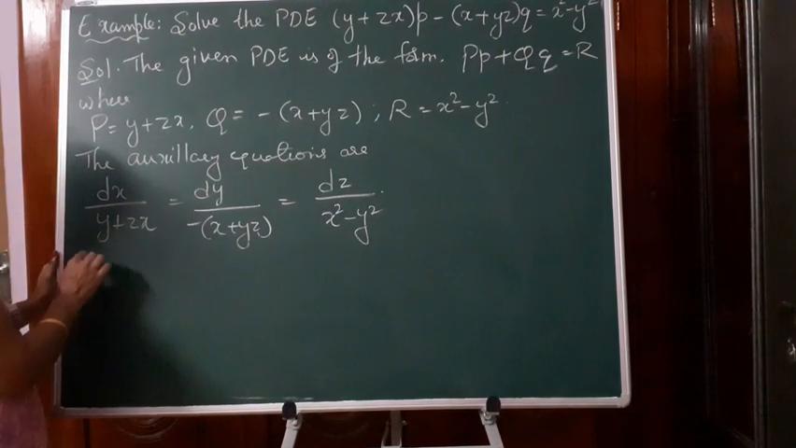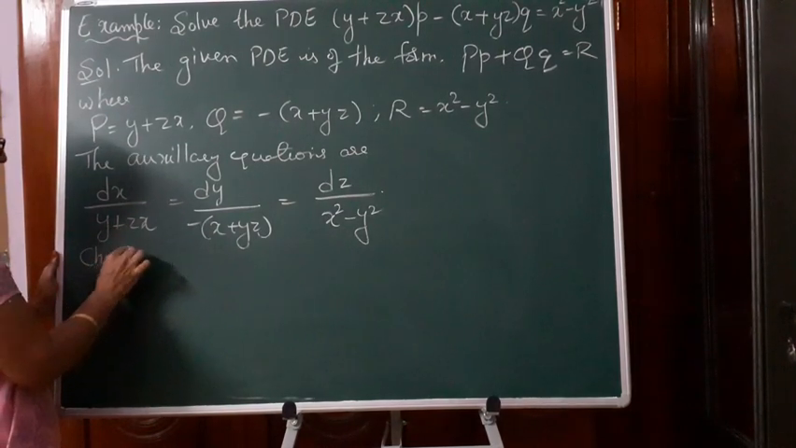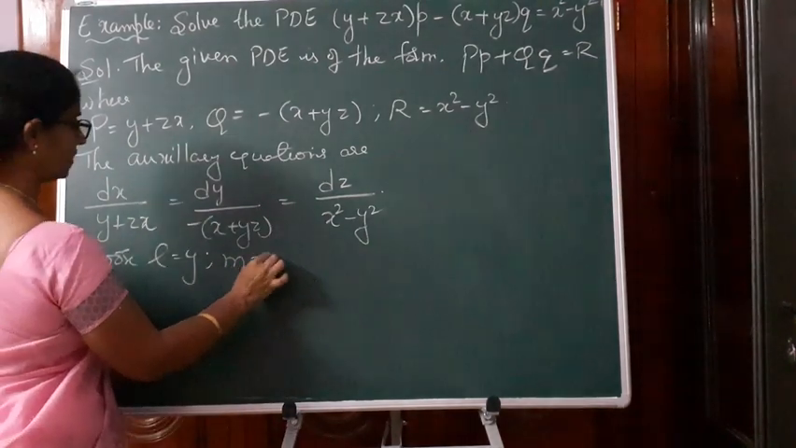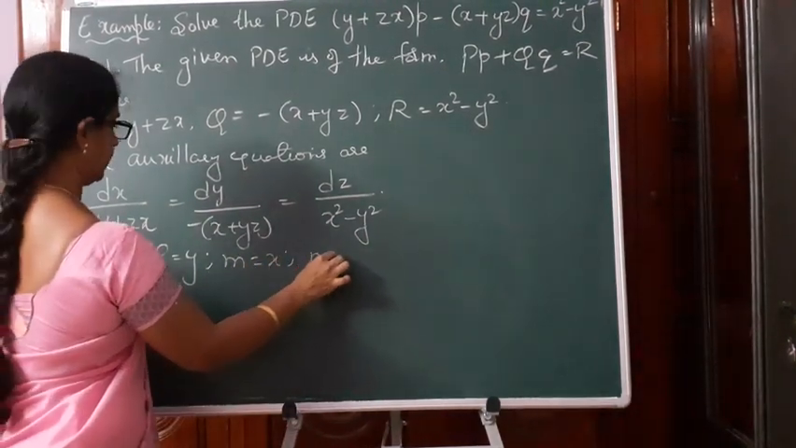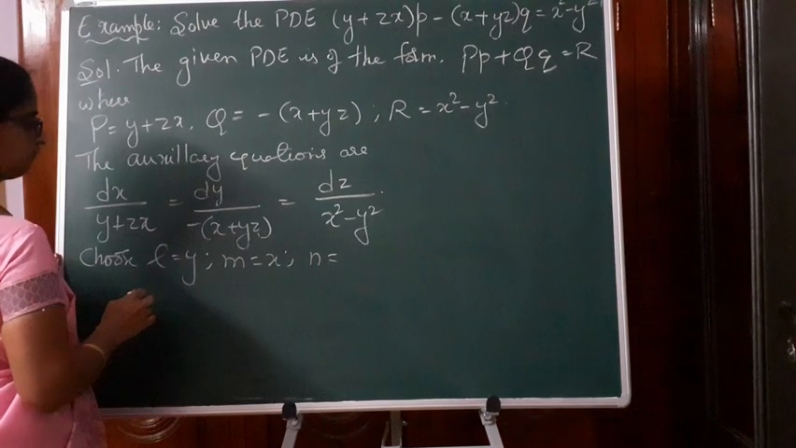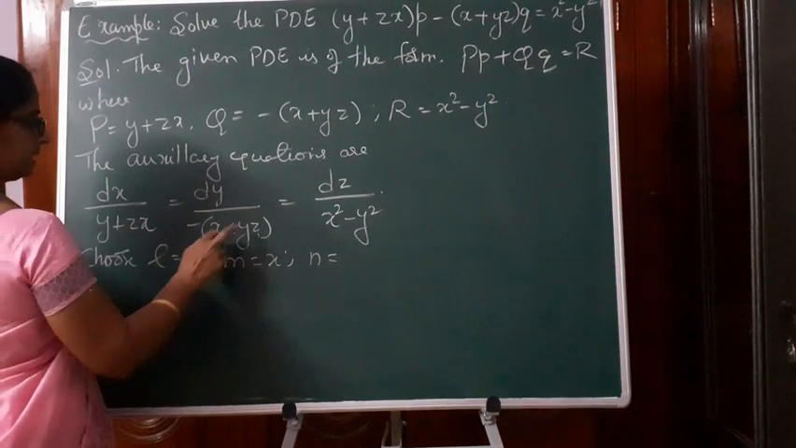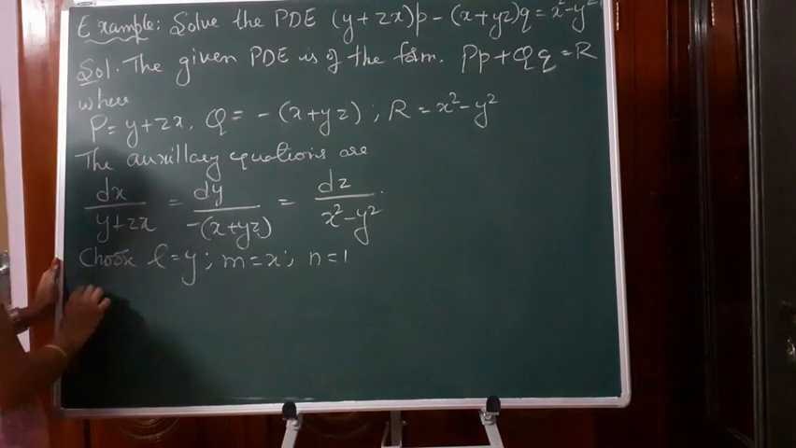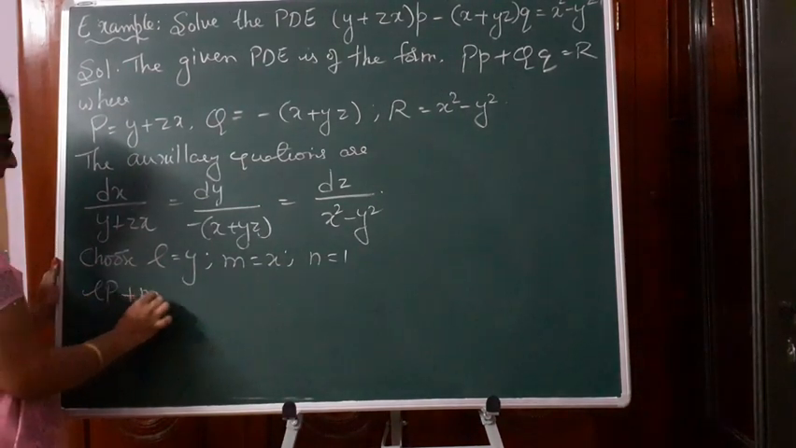So we take the multipliers as, choose L is equal to y, M is equal to x, and N is equal to minus x square plus y square. Okay, N is equal to 1. Let us check whether LP plus MQ plus NR becomes 0 or not.